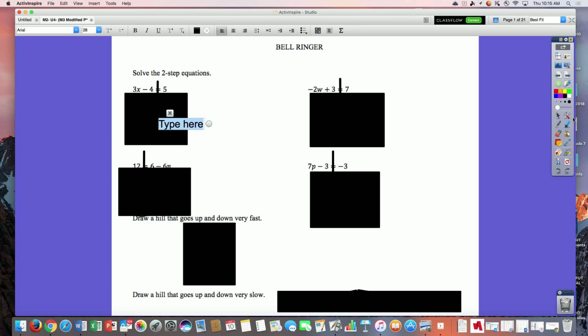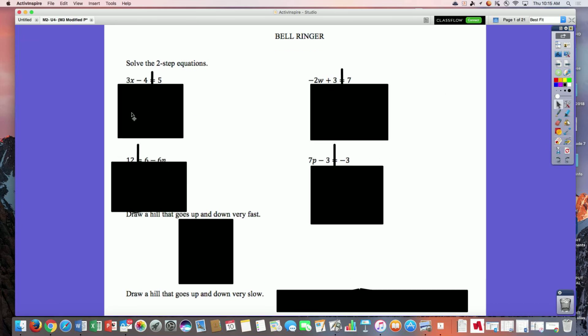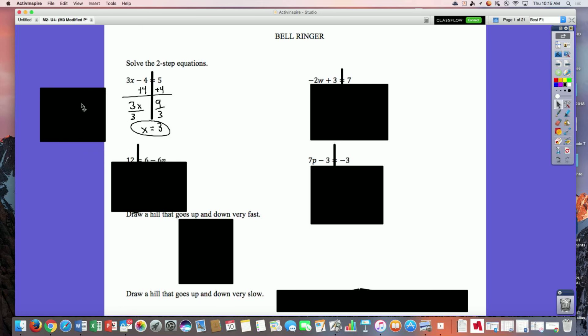So my first step, I draw my line down the middle. I add 4 to both sides. That takes away the 4 on this side. I get 3x equals 9. Divide both sides by 3. I get x equals 3. I check it by putting it back in the equation. 3 times 3 is 9. 9 minus 4 is 5. I'm great at these. Let's move over this way.